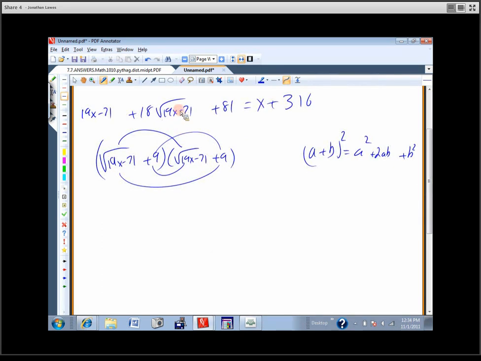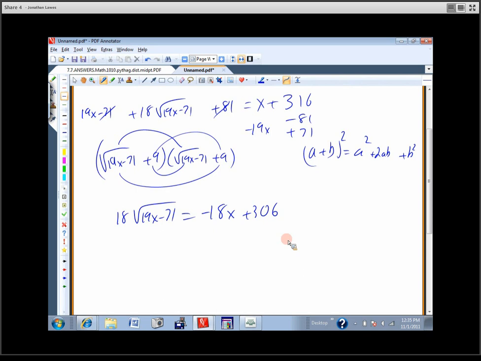Okay. So from here, the next thing I'd do is isolate that radical. So I'm going to keep the 18 radical 19x minus 71. And then I'm going to move this over here, so that's going to be a minus 81. I'm going to move this over there, so that's going to be plus 71. Everybody good with that? And then I'm going to move the 19x, that's going to be a minus 19x. So I've got minus 18x, and if I put these together, that's really a minus 10 there. So that's going to be plus 306.